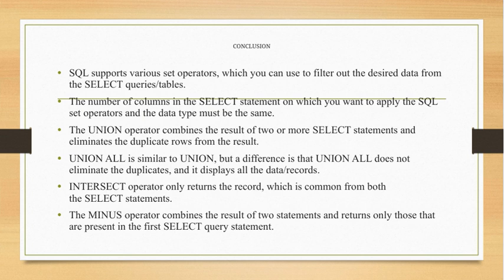The intersect operator is quite handy when you're interested only in the common records that appear in both queries. Think of it as finding the overlap between two sets. Lastly, the minus operator helps us identify records that are present in the first query but not in the second, essentially subtracting one set from another.